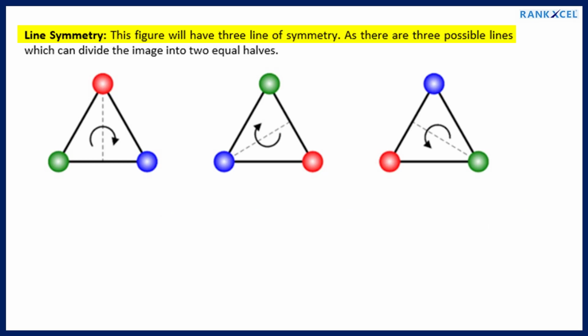Line symmetry. This figure will have 3 lines of symmetry, as there are 3 possible lines which can divide the image into 2 equal halves.